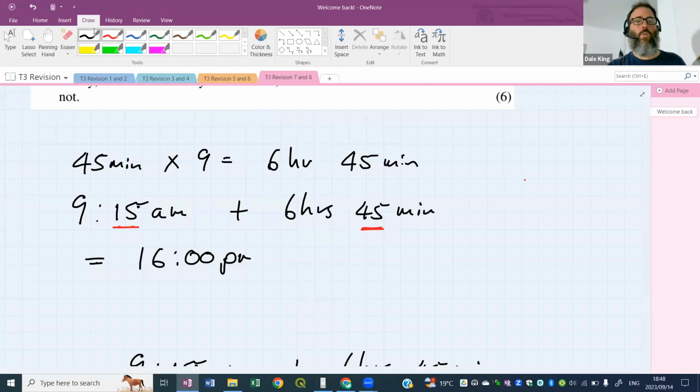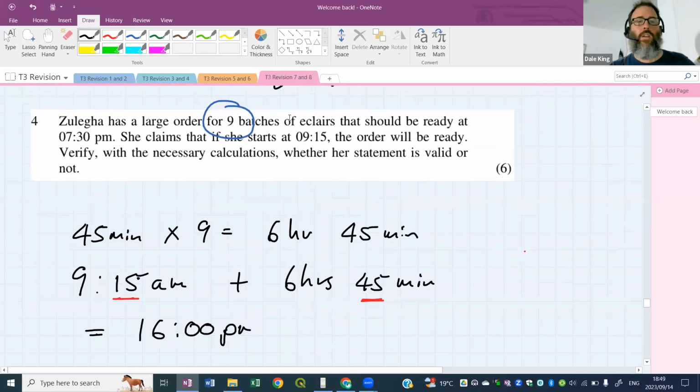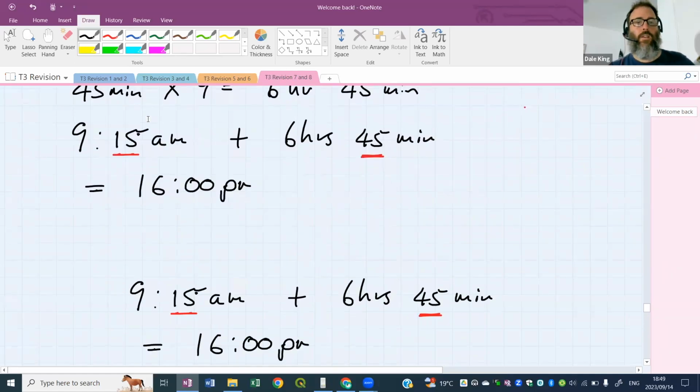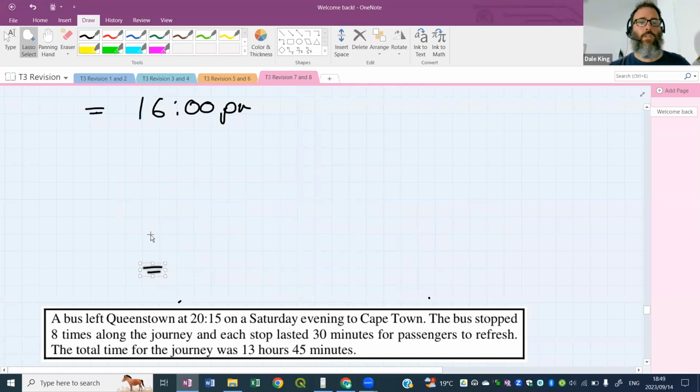Well, we are missing one more step. It says verify whether her statement is valid or not. And the question said, will she be ready by 7 p.m.? So let me just delete all this. We need to write here a little statement at the end to say, yes, she will be ready.